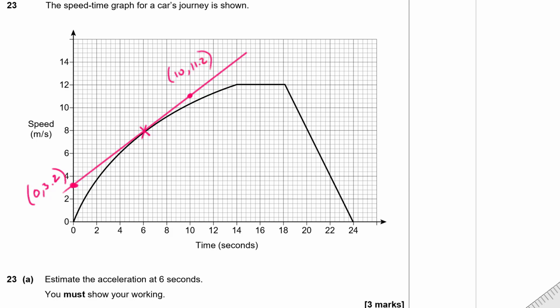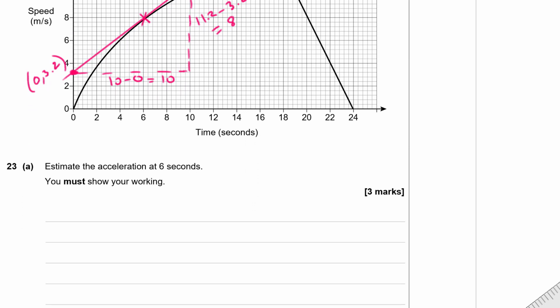Okay, so then we need to work out what the change in y and the change in x are between these 2 points. So let's draw on a triangle. So how far is it in the direction of y? Well, 11.2 subtract 3.2 is 8, and in the direction of x, 10 take away 0, easy peasy, it's 10. That's a bit why I picked those points. So now I know that, I can work out the gradient of the tangent.